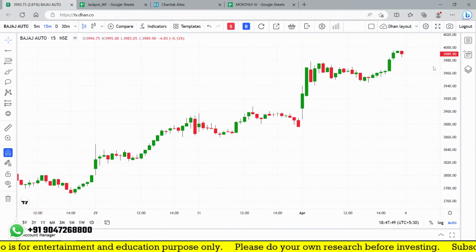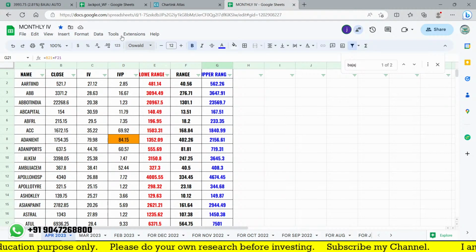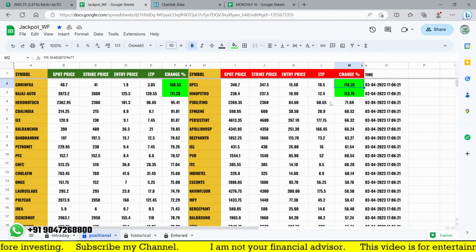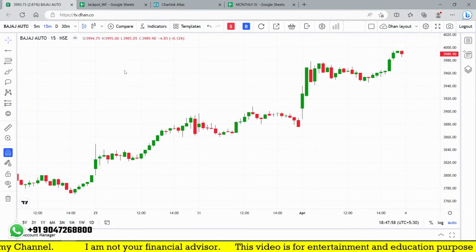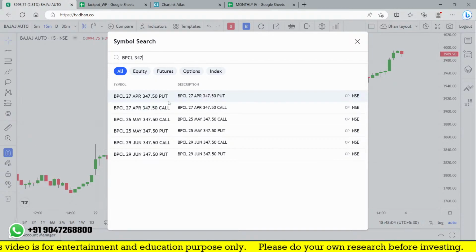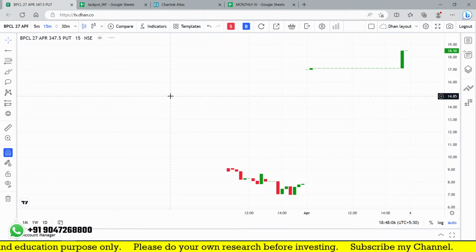Okay, so this is the one which I found based on our sheet. And the second one on the put side is BPCL, around 347.5. So I'm going to focus on BPCL 347.5 put option. Here on this side we are focusing on a put option.